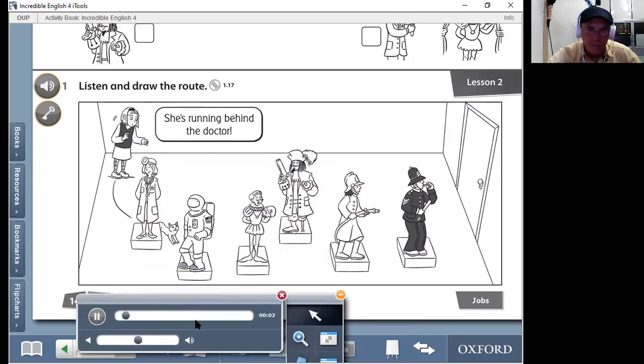Listening 1.17. Listen and draw the route. Start here. Stop, Coco! You're very naughty. Meow. Where is she? There she is! She's running behind the doctor. Meow. Now she's running in front of the astronaut. Meow. Oh, and in front of the actor. Meow. Now she's behind the pirate. Meow. Now she's in front of the firefighter and behind the policeman. Meow. Stop, Coco! Stop! Oh, she's escaping through the door! Meow!